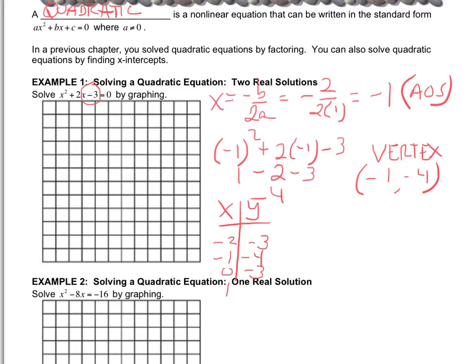If I plug in the 1, then 1 squared is 1, plus 2 times 1 is now 3, minus 3 is now 0. So I also know then that at negative 3, I would get that same symmetrical result, negative 3, comma 0. So then I'm going to go and make my graph.